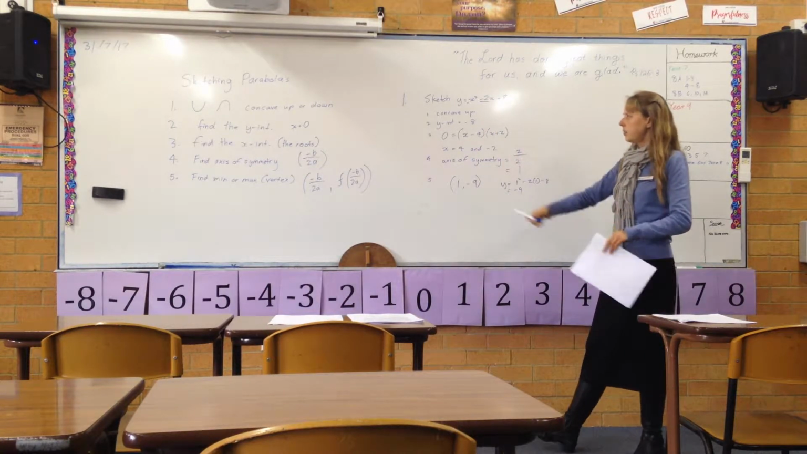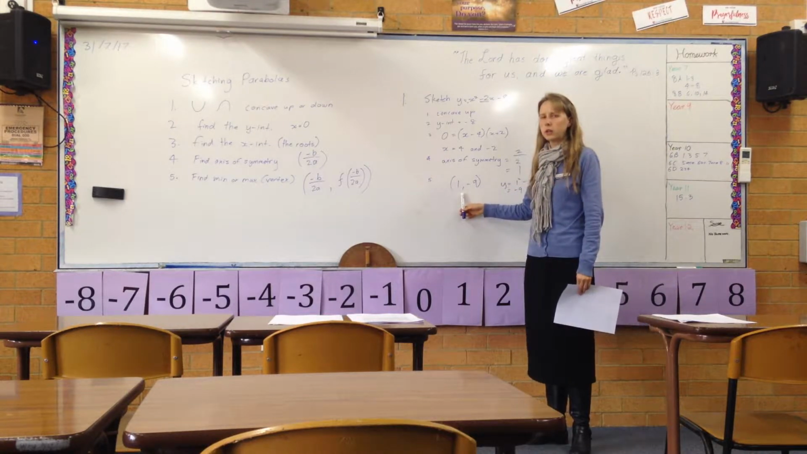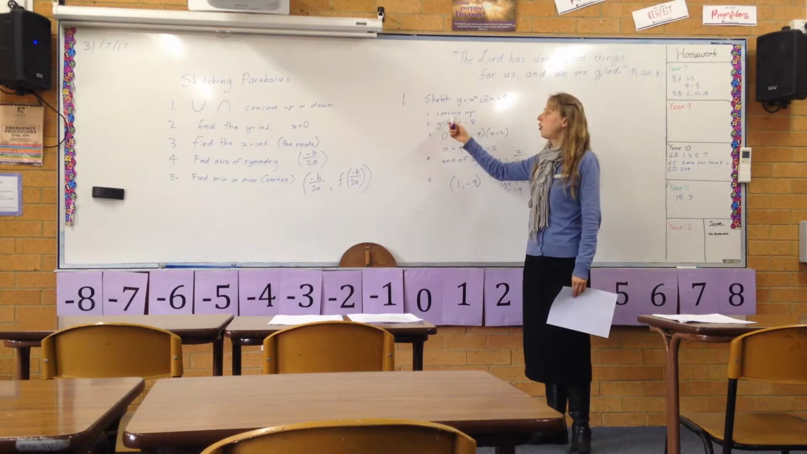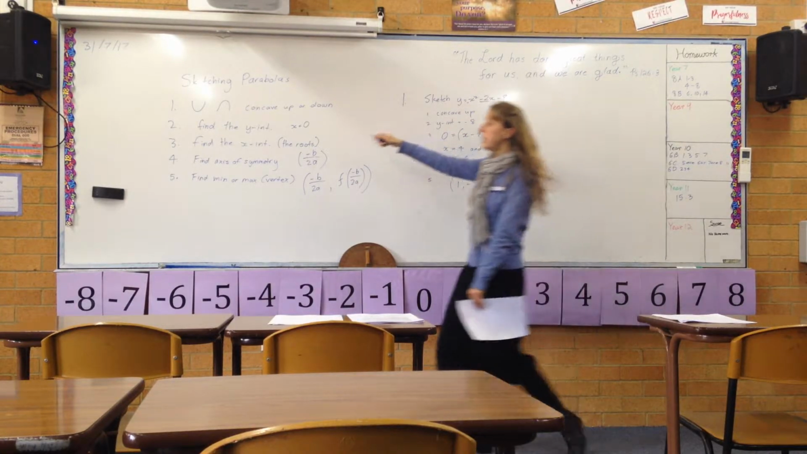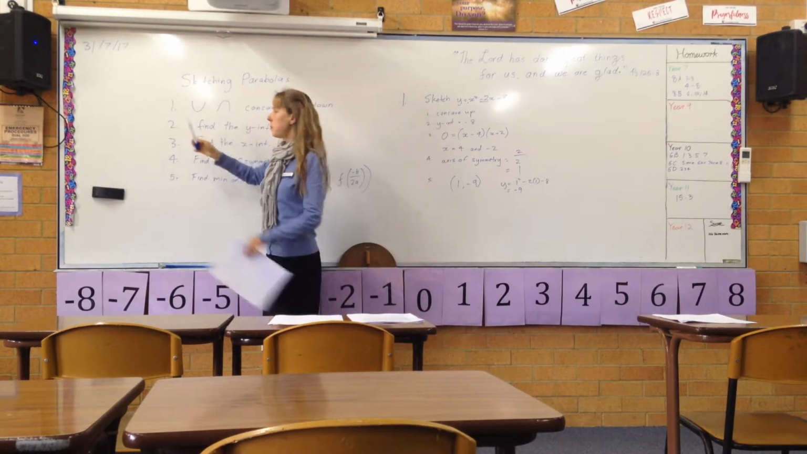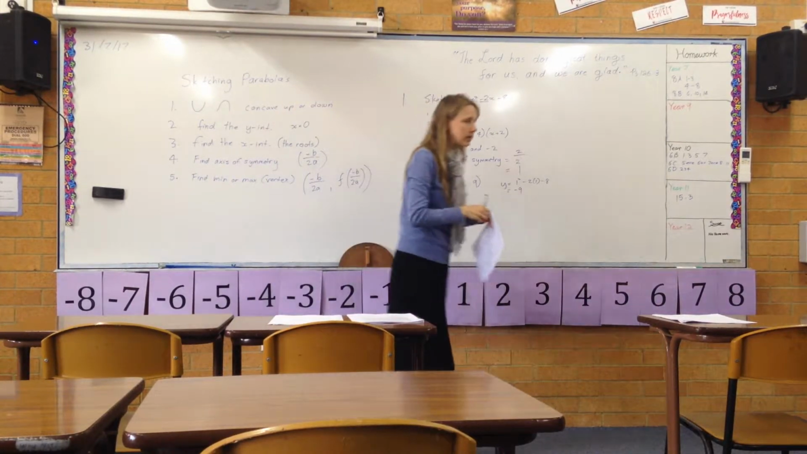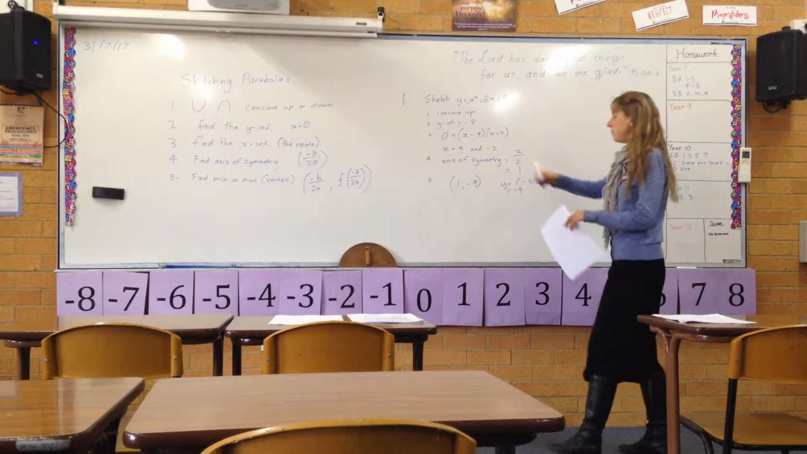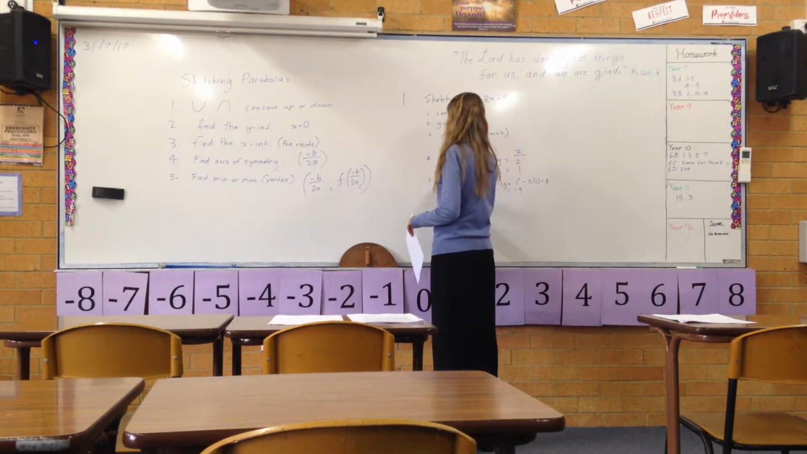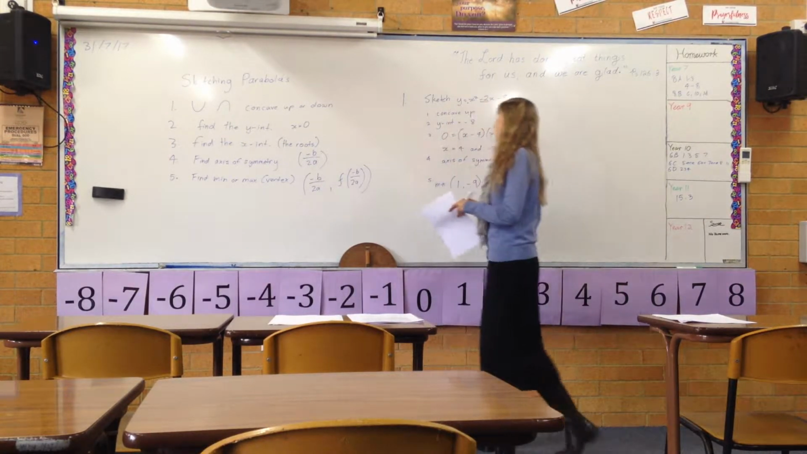Now, is that going to be a minimum or a maximum point? Well, if it's concave up, it's going to be a minimum, because concave up has a minimum point, whereas concave down has a maximum point. So this is going to be my minimum point. And I'm going to abbreviate.